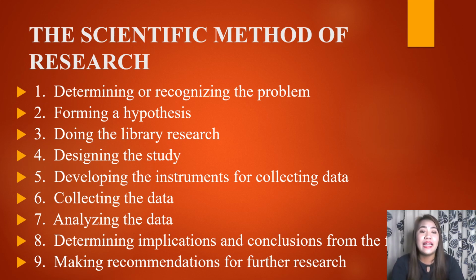Number 3, doing the library research. So you need to search for existing answers and solutions. Number 4, designing the study. So you need to design and perform an experiment. Number 5, developing the instrument for collecting data. So what will be your instrument or tools to be used when you conduct your research? Number 6, collecting of data. Number 7, analyzing the data. You need to interpret and analyze all of your collected data.